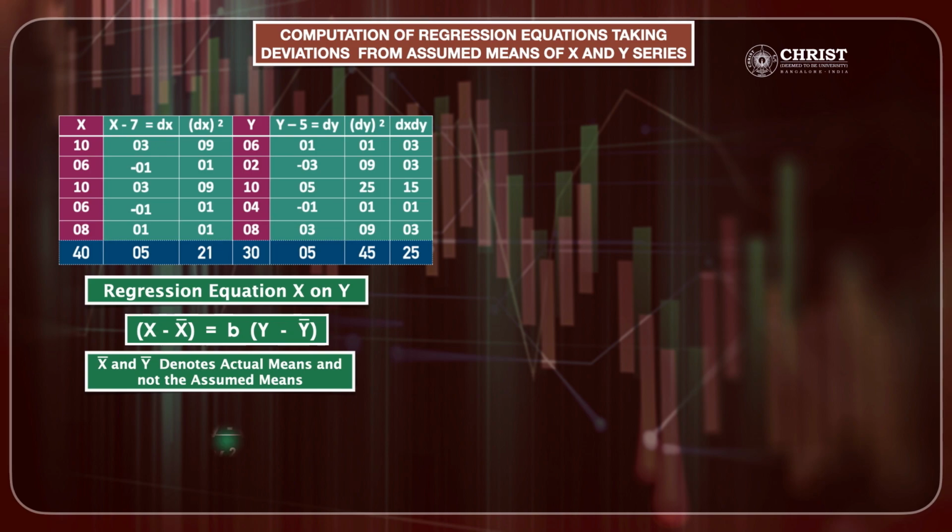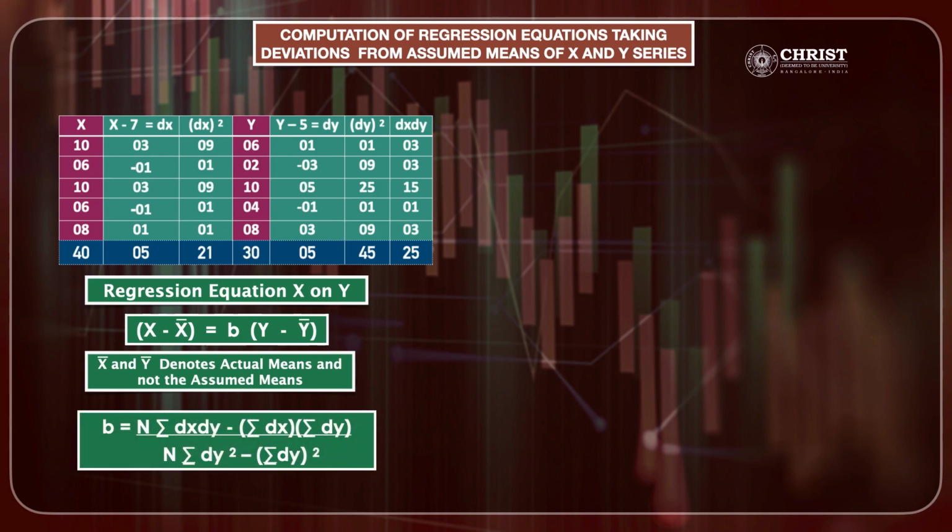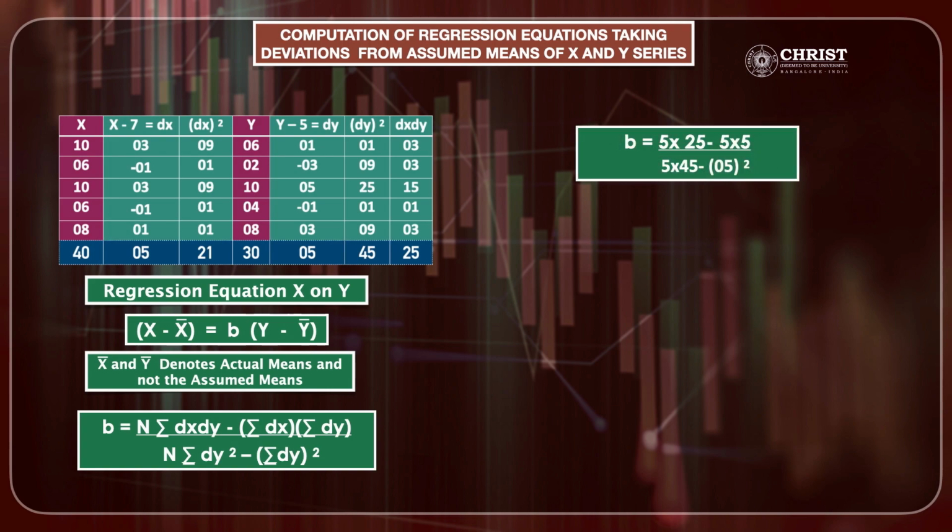So now you have to calculate b. B is equal to n sigma dx dy minus sigma dx into sigma dy divided by n sigma dy square minus sigma dy the whole square. Now substituting the values in the equation, we get b is equal to 5 into 25 minus 5 into 5 divided by 5 into 45 minus 5 square. B is equal to 100 divided by 200, that is equal to 0.5.